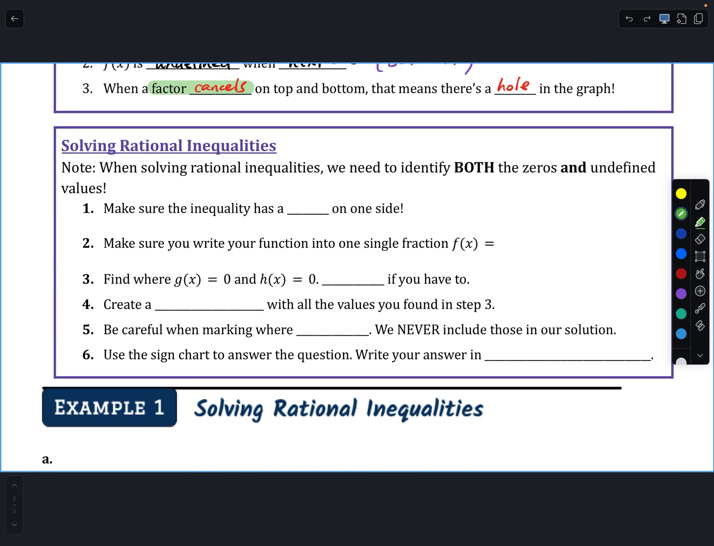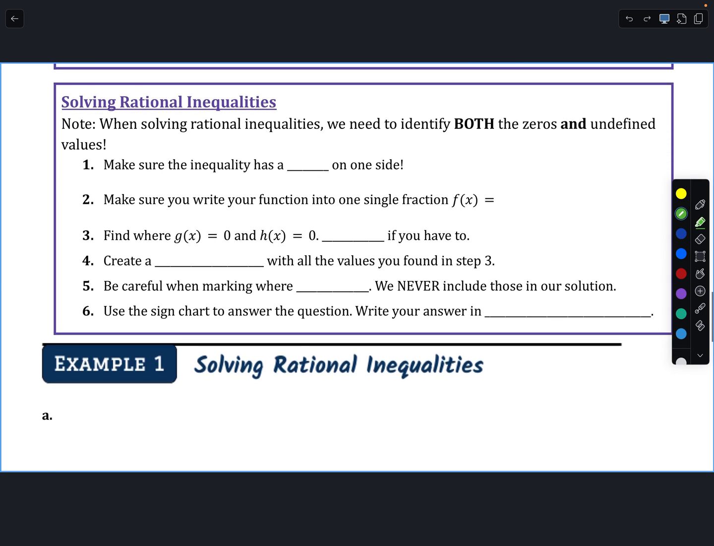So in this lesson, we're going to be focusing on solving rational inequalities. So note, when solving rational inequalities, you need to identify both the zeros and undefined values, because we're going to end up making a sign chart. We need to know what makes it undefined, and we need to know what makes it 0. So just like when you solve anything, pretty much after Math 1, you want to make sure that there's a 0 on one side. So move everything to one side, so that way you have a 0 on the other side.